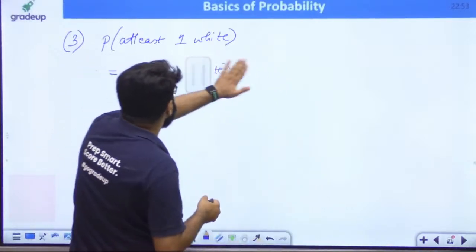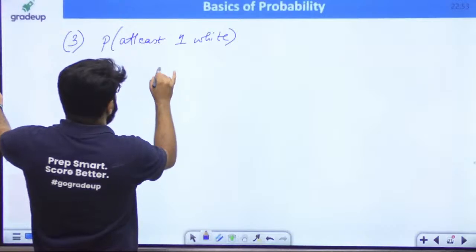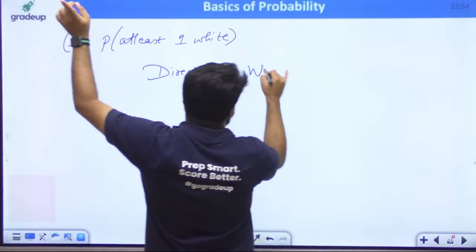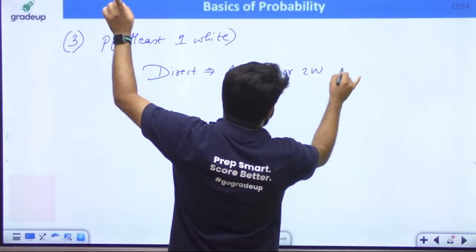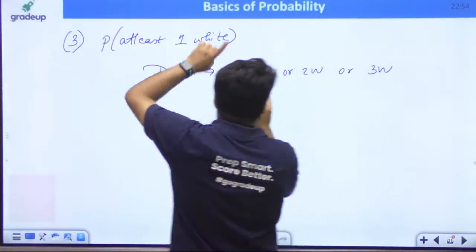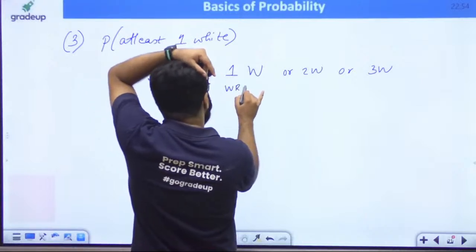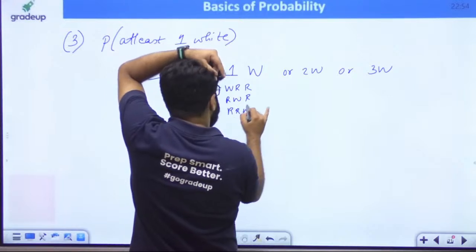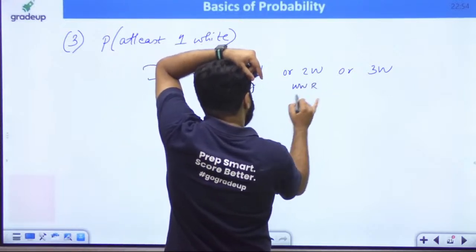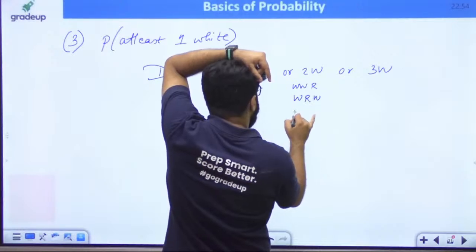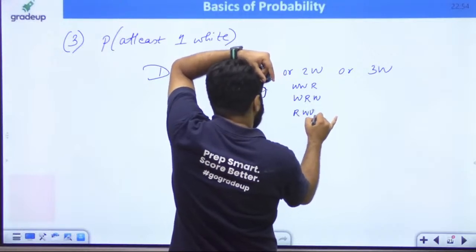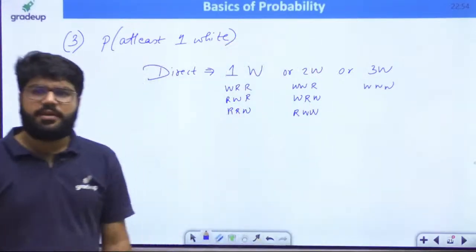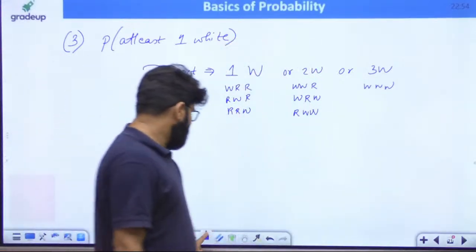अगर direct करोगे, so it would be at least one white. So it is one white, or two whites, or three whites. One white के अंदर ही 3 cases आ जाएंगे: WRR, RWR and RRW. 2 whites, तो WWR, WRW और RWW. These are the 2 white cases और 3 whites, so WWW. ये पूरा का पूरा लंबा हो जाएगा, right?